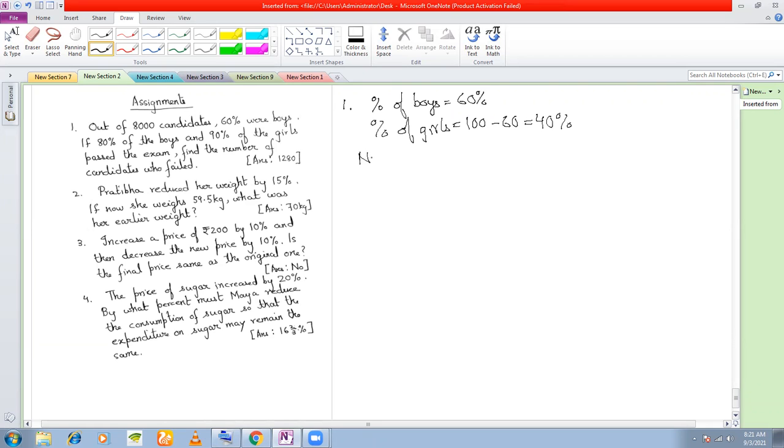So number of boys, 60% of total number of candidates. So 4,800. Number of girls, 3,200.